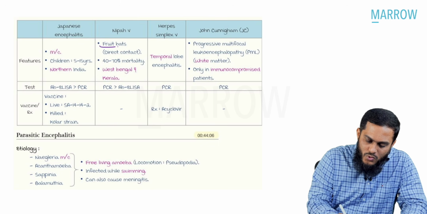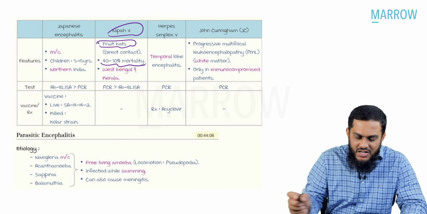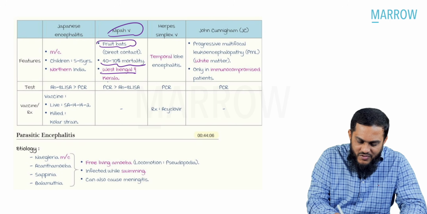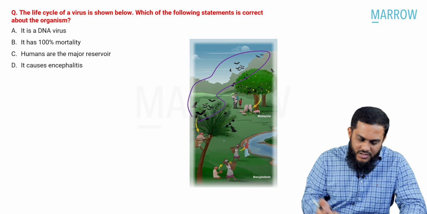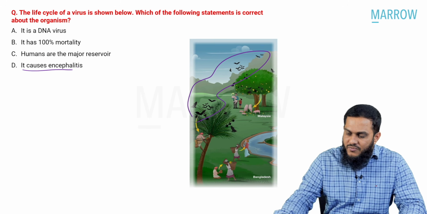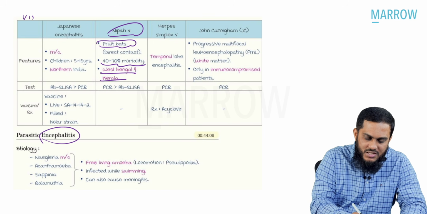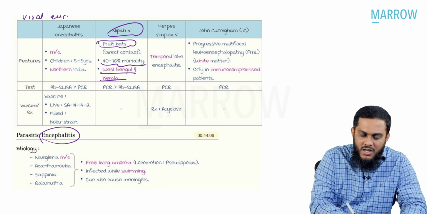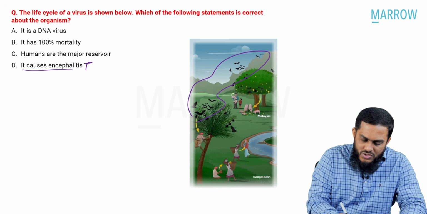We have written fruit bat causing encephalitis, Nipah virus, and we have written 40 to 70% mortality. Seen in West Bengal and Kerala. Here they say it causes encephalitis. Yes, we have discussed it under viral encephalitis topic. It is just missing here, but it is there in the class. It causes encephalitis, a true statement.